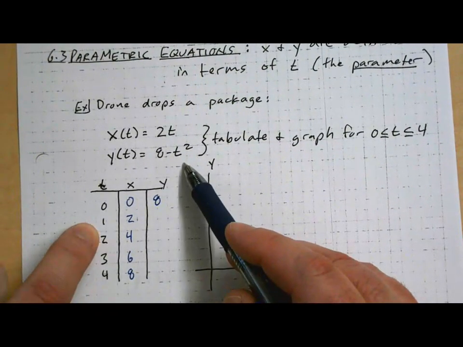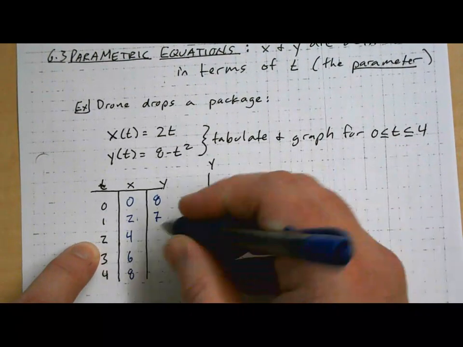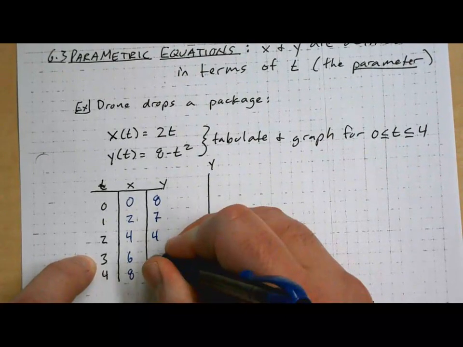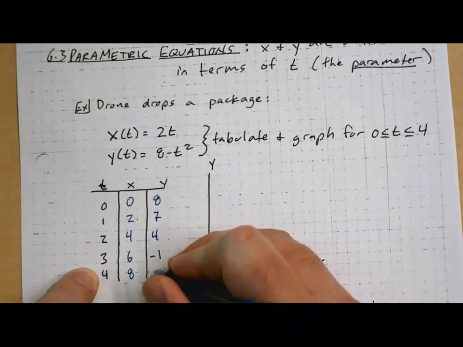Eight minus 1 squared is 7. 8 minus 2 squared is 4. 8 minus 3 squared is -1. 8 minus 4 squared is -8.